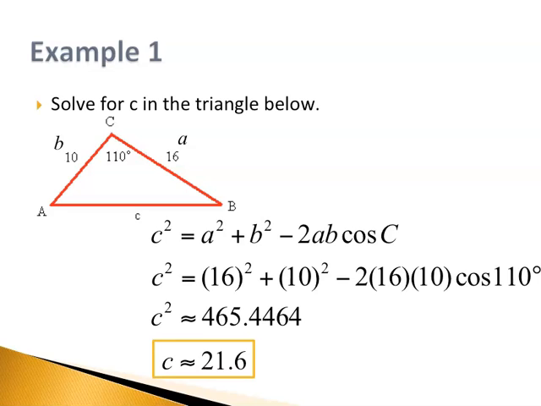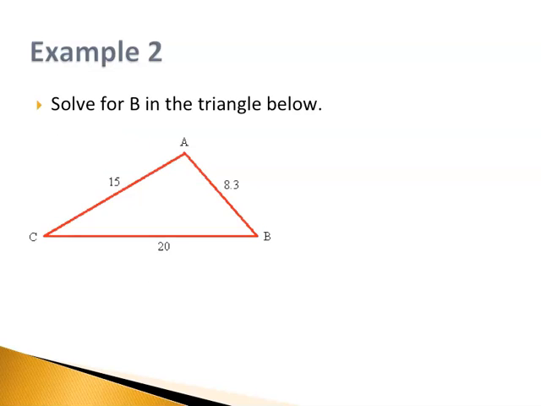Let's do another example. This time we're going to solve for an angle measure. Okay, so the way that this triangle is labeled, we know that across from angle A is side A, that's 20. Across from angle B is side B, that's 15. And across from angle C is side C, that's 8.3.